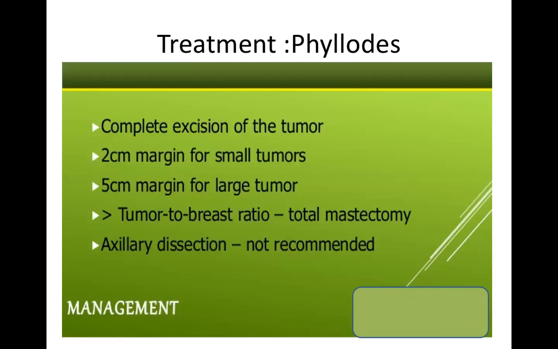So treatment of phyllodes is complete excision of the tumor. 2 centimeters of the normal tissue is taken all around as wide excision for small tumors, and 5 centimeters of the normal tissue or parenchyma is taken as wide excision for larger tumors. If tumor to breast ratio is greater, then you may need total mastectomy. In case of negative clinical axilla, axillary dissection is not recommended.